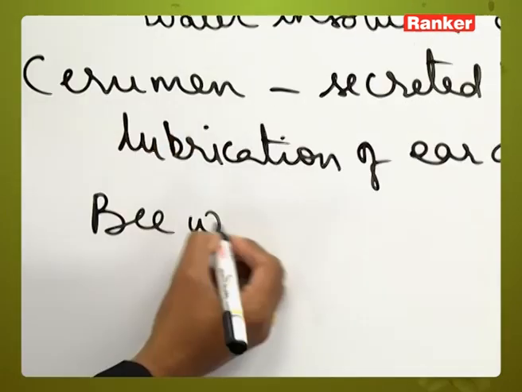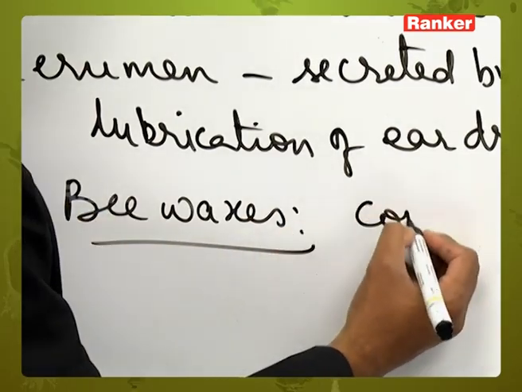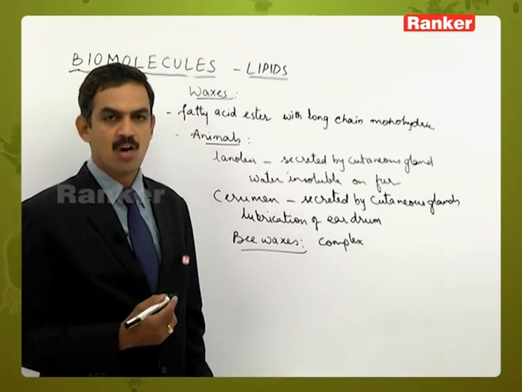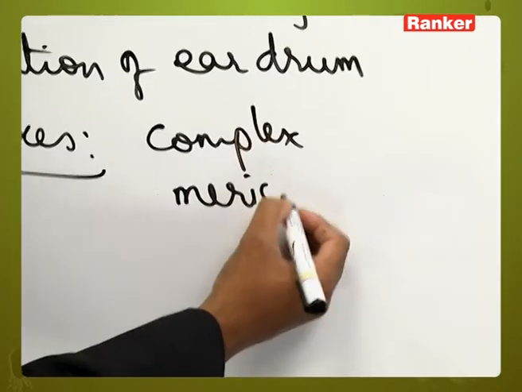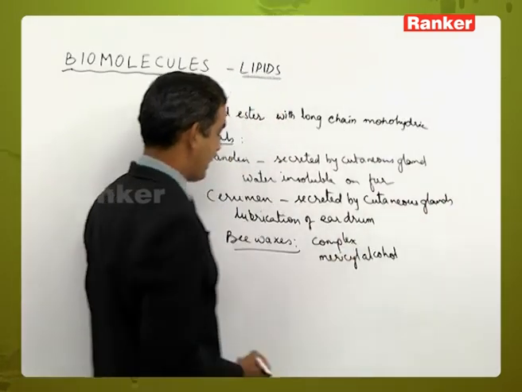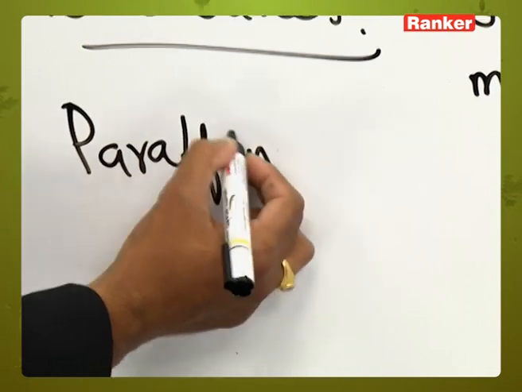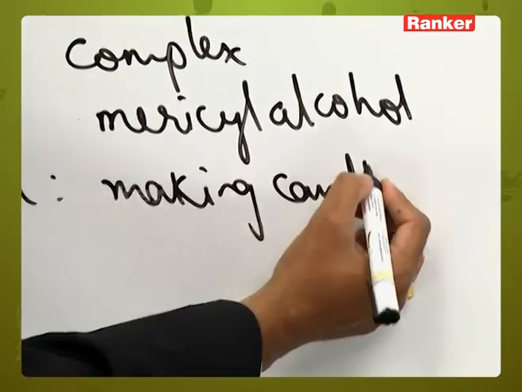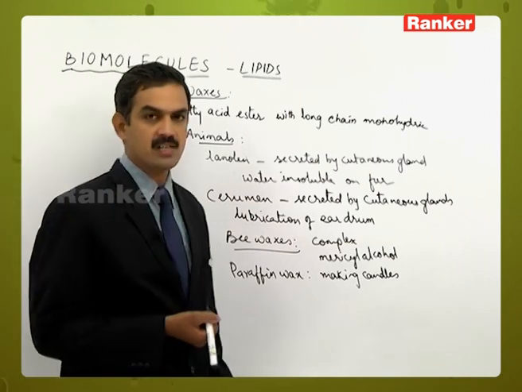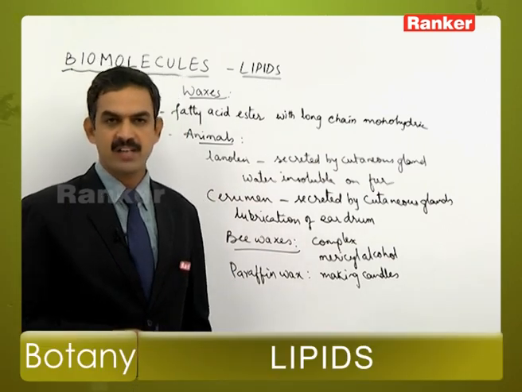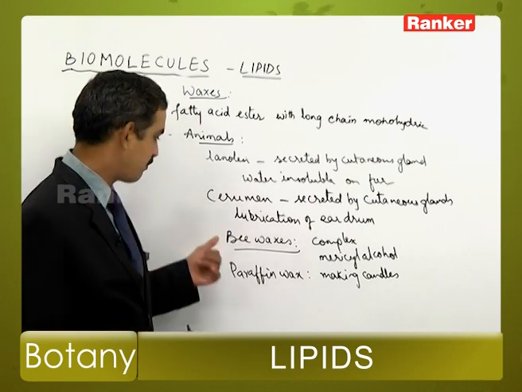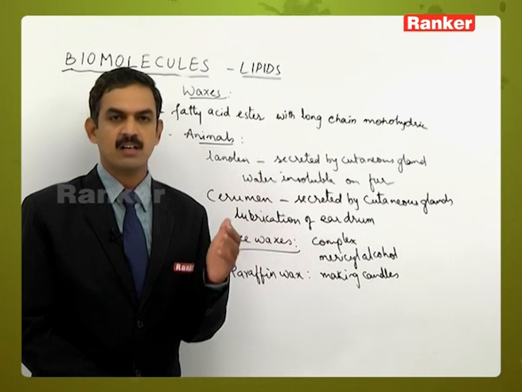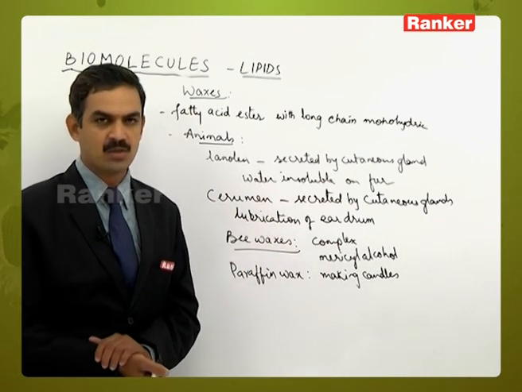Then bee wax, it is made up of complex fatty acids. Palmitic acid and myricil alcohol are present in them. And the other one is paraffin wax. Paraffin wax is used in making candles along with stearic acid. Likewise, different types of waxes are secreted by animals and have various economic importance, like bee waxes and paraffin waxes, which are useful for economic purposes, whereas lanolin and cerumen are useful for other metabolic activities related to the animals only.